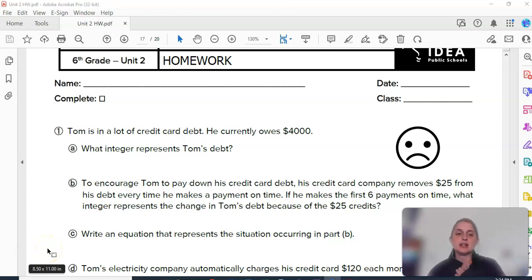All right, problem 1. Tom is in a lot of credit card debt. Uh-oh, that's not good. He currently owes $4,000. What integer represents his debt? That means what number represents this situation? It's a negative 4,000. You need to decide if debt is positive or negative.